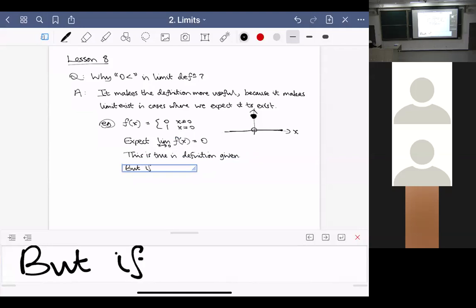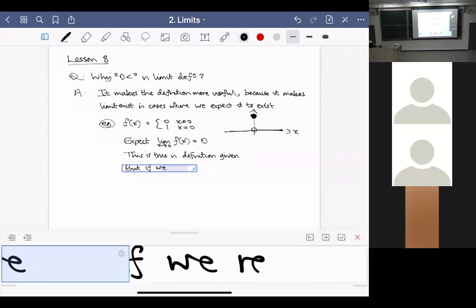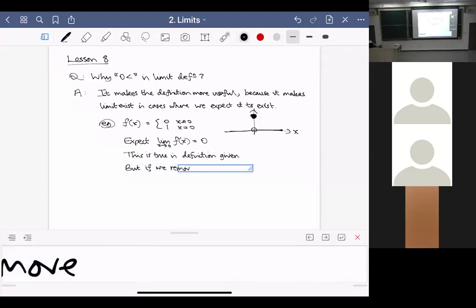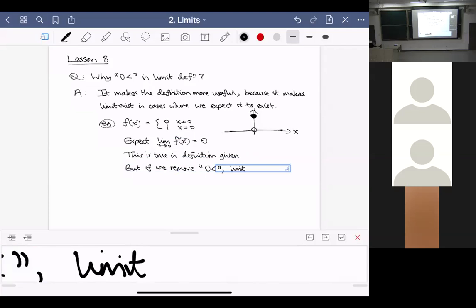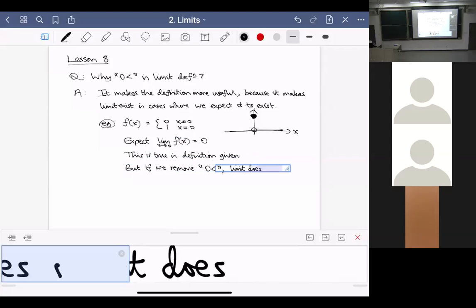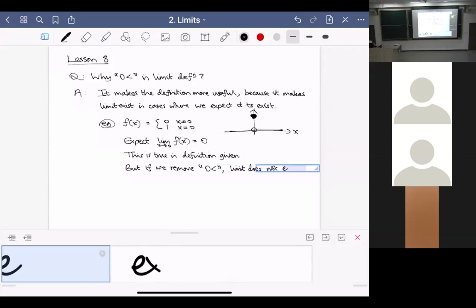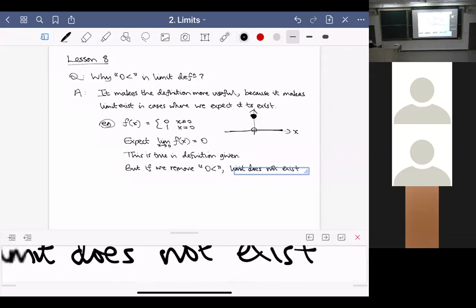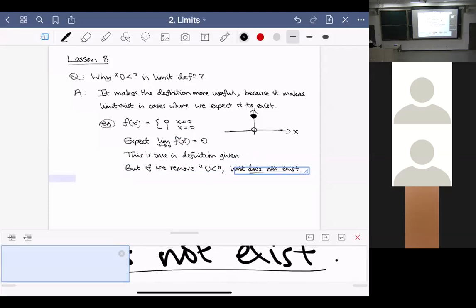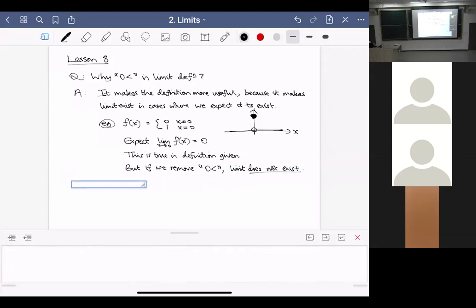But if we remove the greater than 0, oh, sorry, yes. First, remove greater than 0, the limit does not exist. Okay, and if that last bit is not clear, please go back and check it with the definition if you're worried about this issue. Okay.